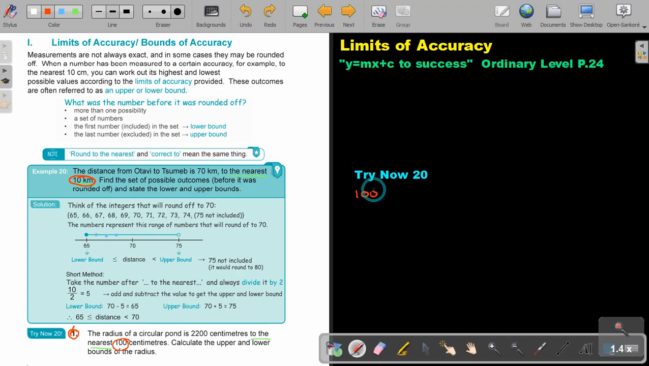We take the 100 and we divide it by 2 and we get 50. So to find my lower bound, I'm just going to take that value, the 2200, and I'm going to subtract 50. And to find my upper bound, I'm just going to take that 2200 and I'm going to add 50.